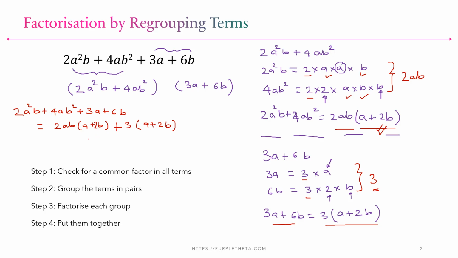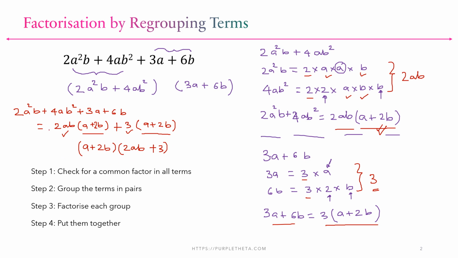So here both the terms have a common factor, that is a plus 2b. I see a plus 2b in first group and a plus 2b in second group as well. Okay. So I will take out a plus 2b. I will write it here. A plus 2b I have taken out because it is common in both the groups. And then in the bracket what I will have from first group we have 2ab, plus from the second group we have 3 that is left. So I am putting them in a second bracket. Okay. So this is the final answer.